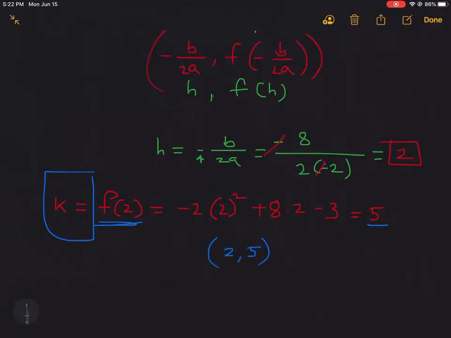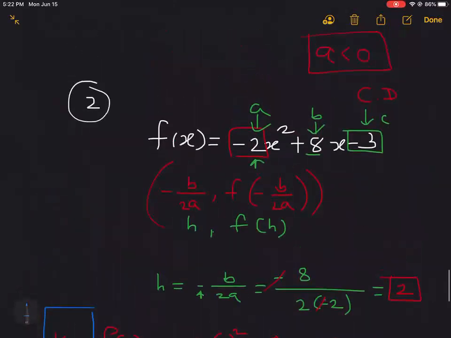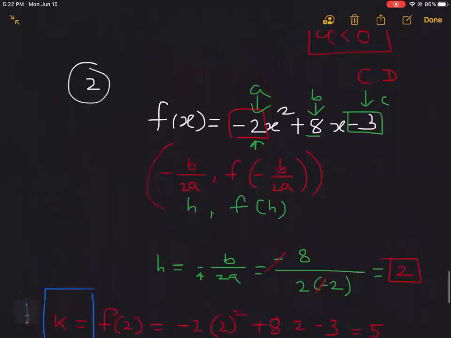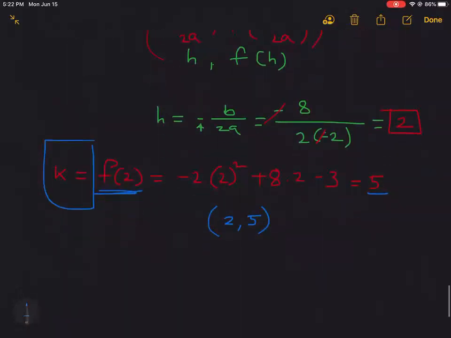Now, what's the axis of symmetry? We know that that is basically x equals h, or in other words, x equals negative b over 2a. We know the value of h, don't we? The value of h is 2. So our axis of symmetry on this occasion will be x equals 2.